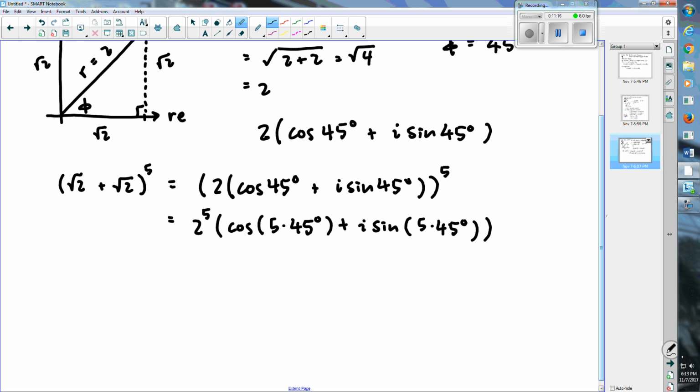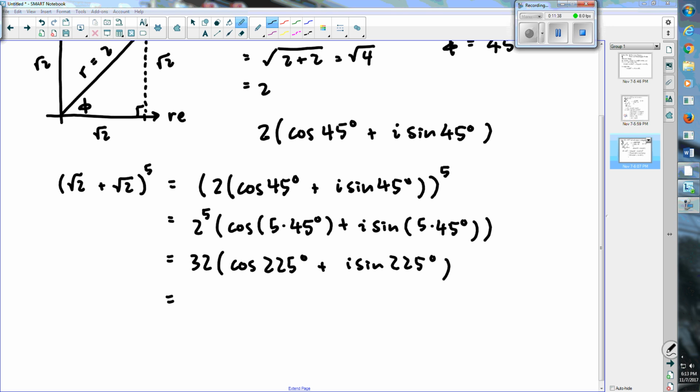Close the parentheses. Now, 2 to the 5th is 32. Then cosine of 5 times 45 gives us 225. So that's plus i times the sine of 225, like that.